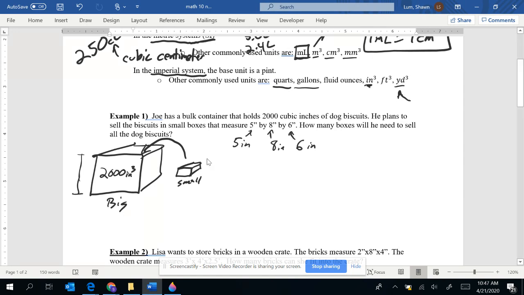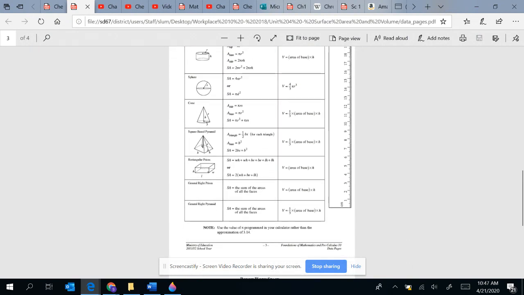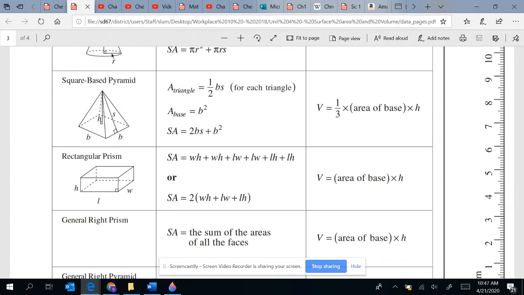So first off, we're going to find the volume of this small box. If we go to our formula sheet right here, here's a box. It's called a rectangular prism. And it says volume equals area of the base times the height. Now, the area of the base is just going to be the width times the length, and the height is this one right here. So you can just memorize this. If you want to find the volume of any type of box, rather than saying area of base times height, you can just say length times width times height.